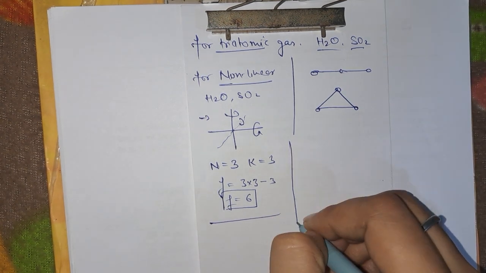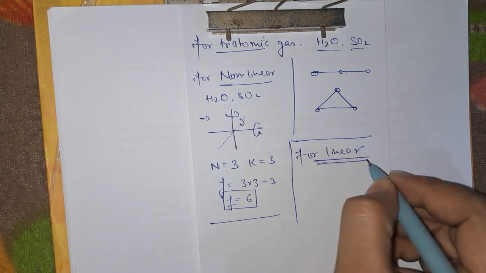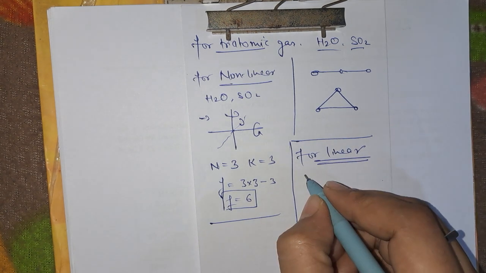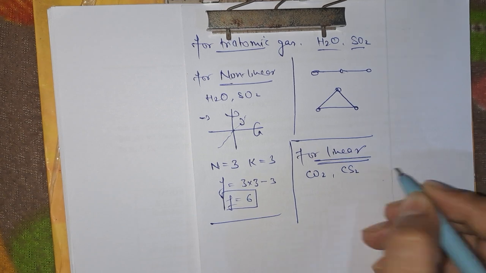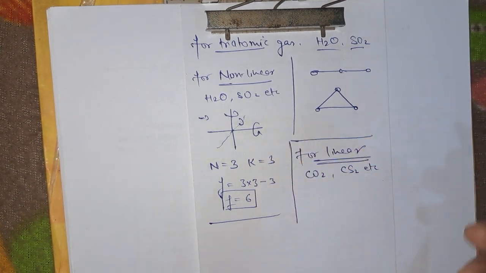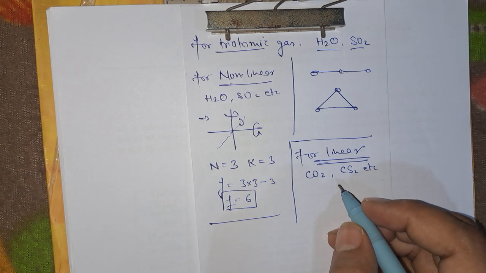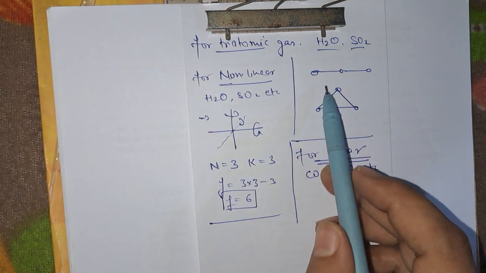But for linear molecules such as carbon dioxide, carbon disulfide, etc., what do we see? That the atoms are arranged along a straight line only.